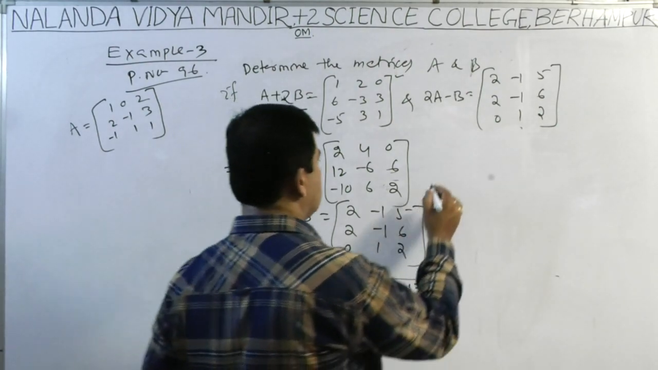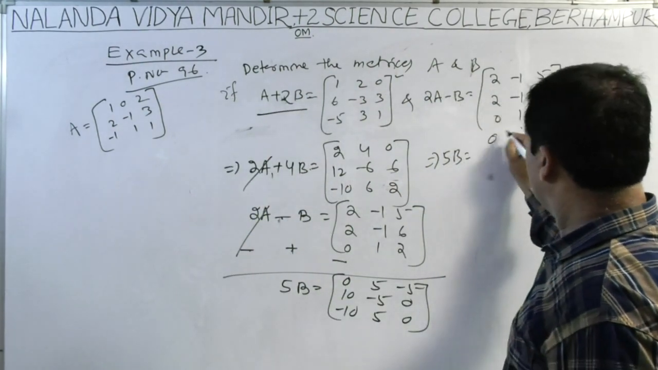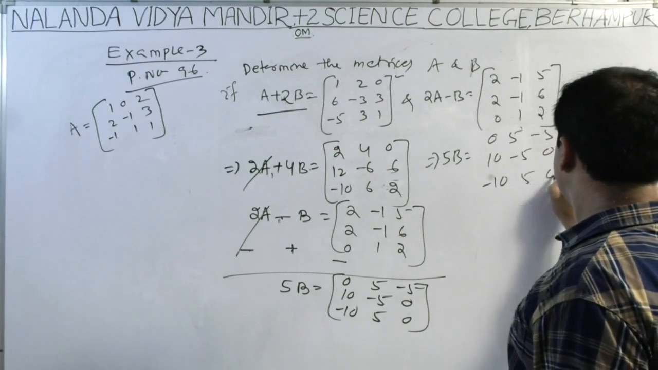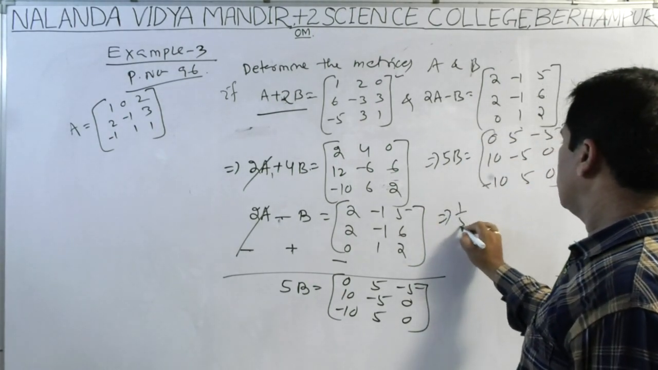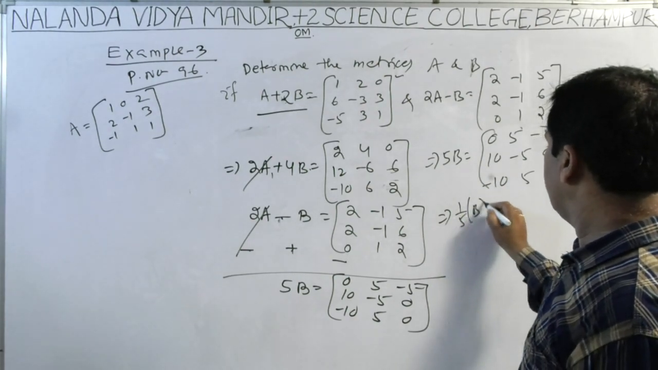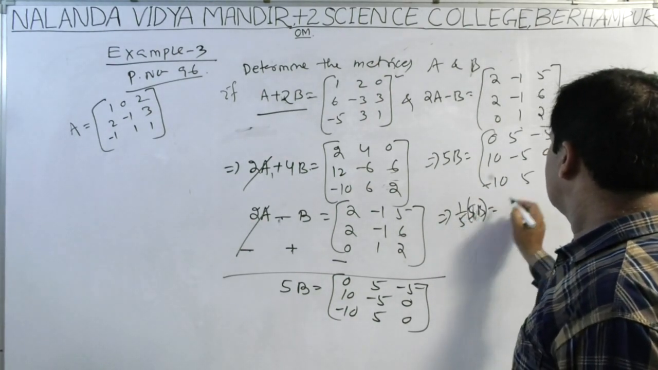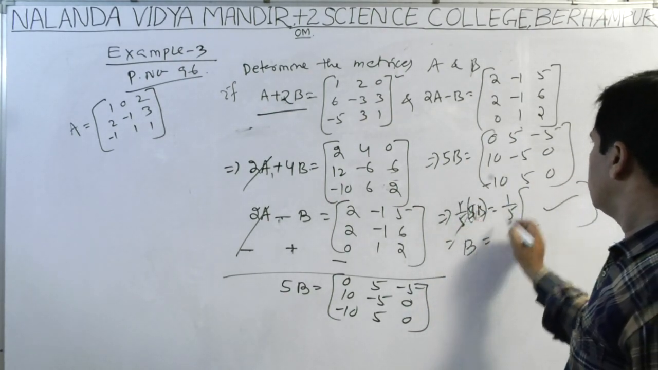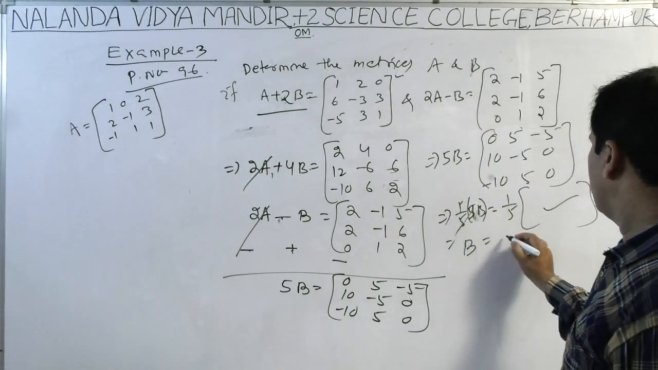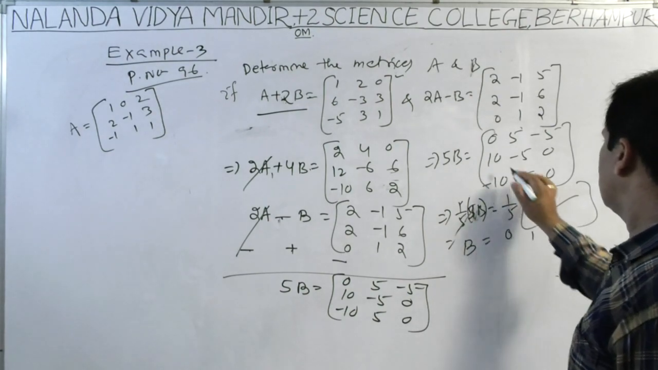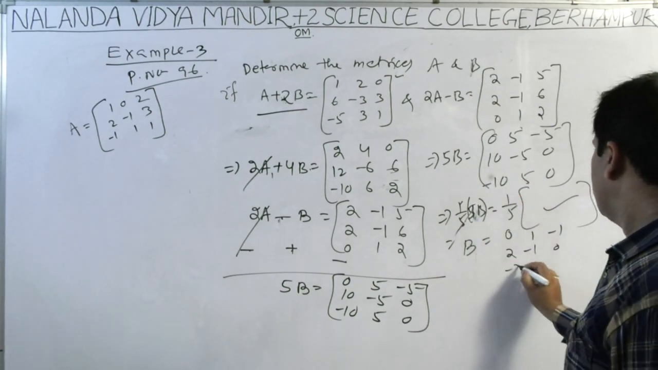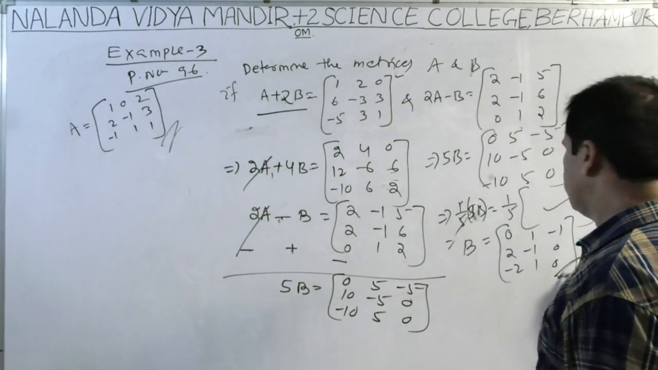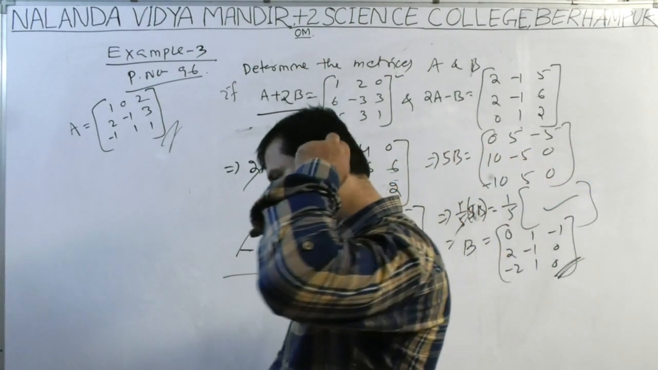This implies 5b is equal to 0 5 minus 5 10 minus 5 0 minus 10 5 0. Multiplying by the scalar 1 by 5 on both sides, 5 and 5 cancel out, so b is equal to every element multiplied by 1 by 5. Therefore we get 0 1 minus 1 2 minus 1 0 minus 2 1 0. This is our b. This is our a matrix and this is our b matrix. In this way we can calculate a and b.